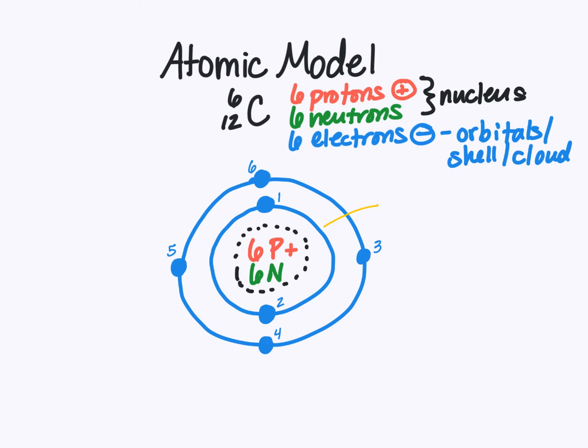So that first orbital, or first shell, can hold a max of 2 electrons. The second shell can hold a max of 8 electrons. So looking at this, you can kind of see a simple way to draw one atom of carbon.